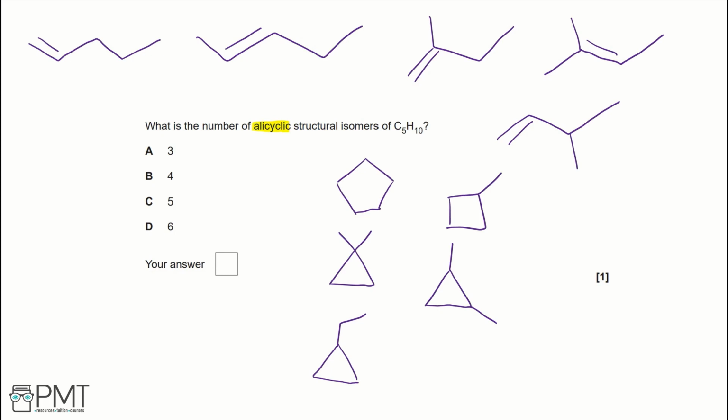So alicyclic is when you have an all-carbon ring. And this carbon ring can be saturated or unsaturated, but it needs to be a carbon ring and it needs to be all carbon. So looking at these structural isomers we have, the only all-carbon rings are these 5 at the bottom. So these 5 are saturated because they are all alkanes and there are no double bonds.